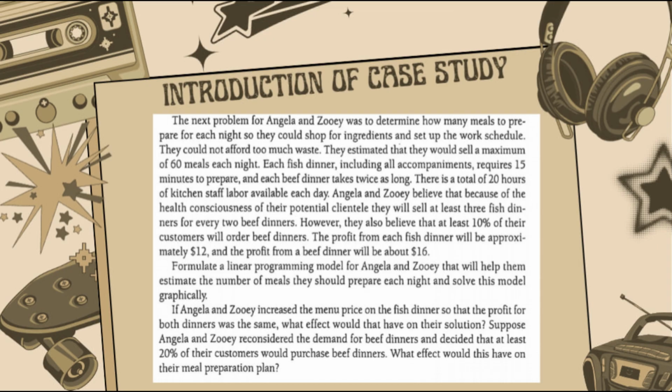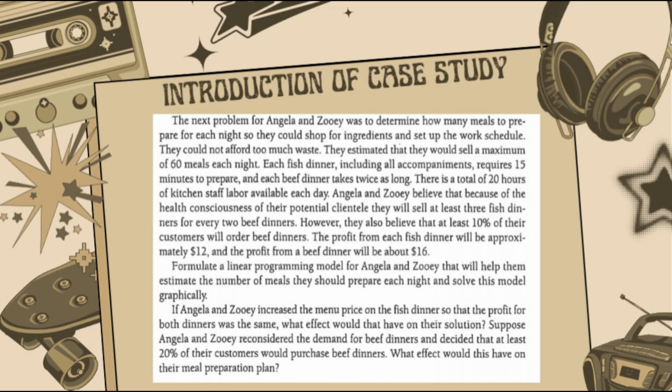There is also a ratio constraint: they will sell at least 3 fish dinners for every 2 beef dinners. And lastly, they believe that at least 10% of the customers will order the beef dinner each night. So this is the constraint given. I have already explained the constraints.